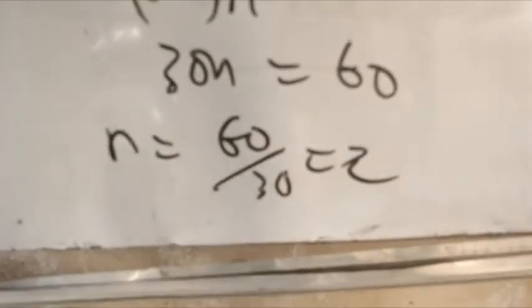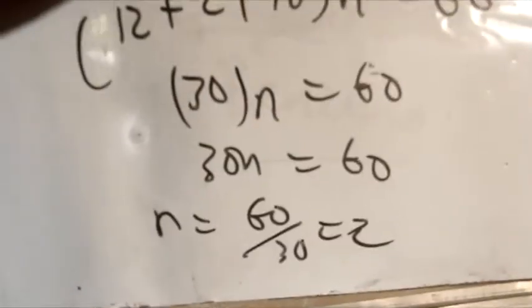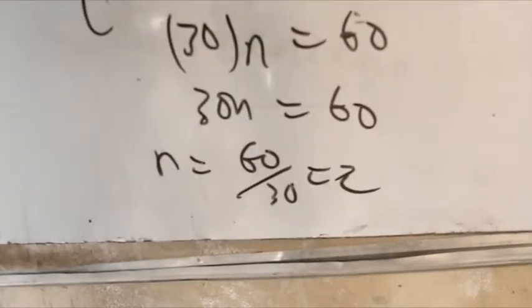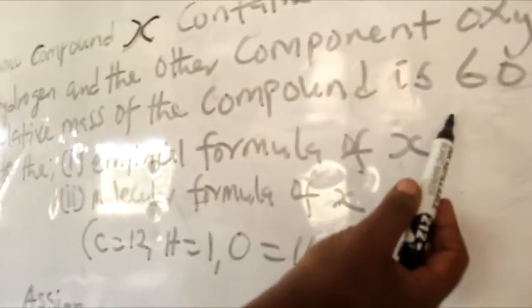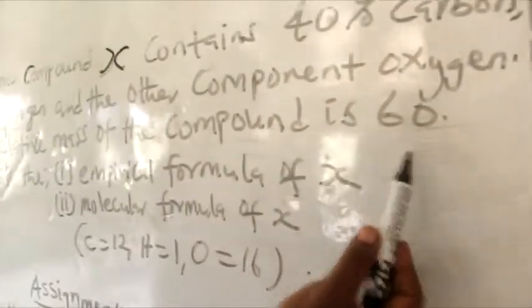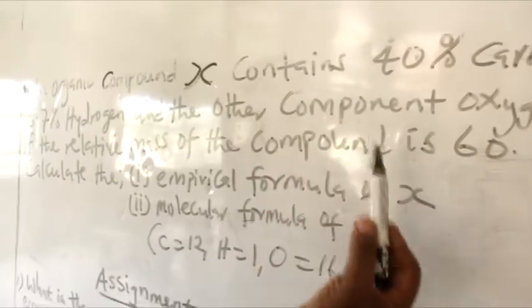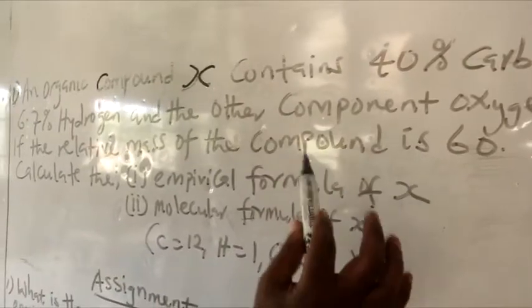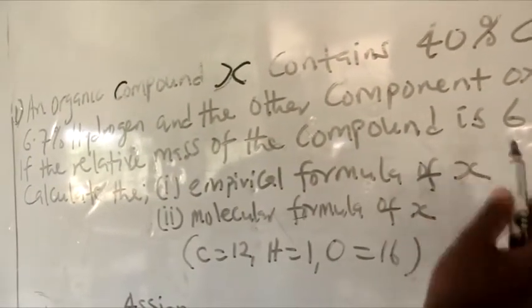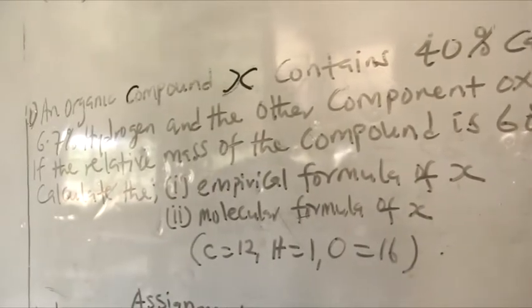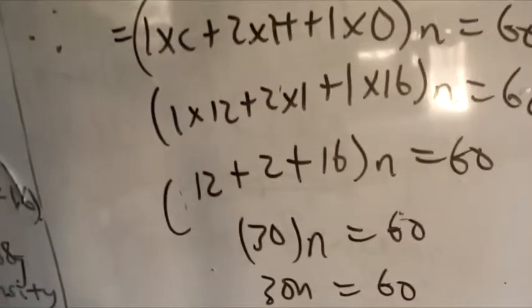Now, look at this. We could not multiply this 60 by 2 because from this question here, the relative mass was 60 and not vapor density. You can only multiply that 60 if vapor density is given, but you cannot multiply when the relative mass is already given. That's why we did not multiply. Now let's go back to our final answer, which is 2. So our N is 2.